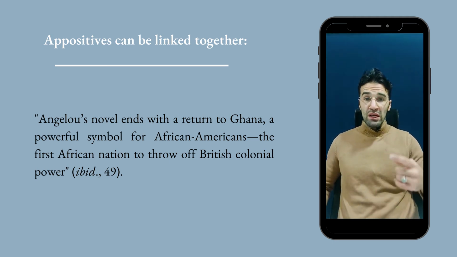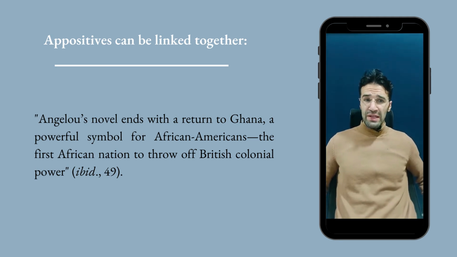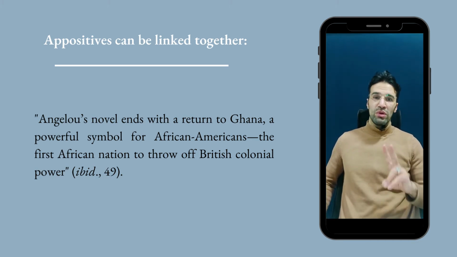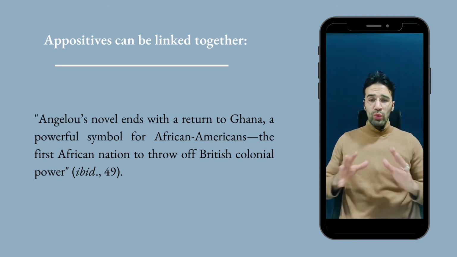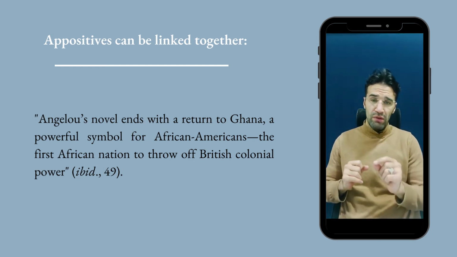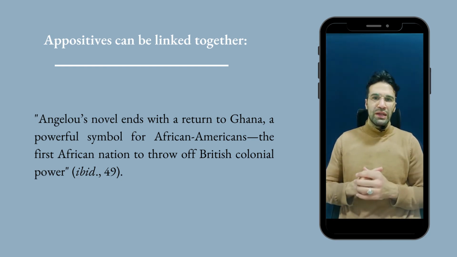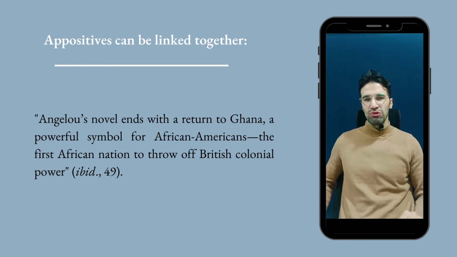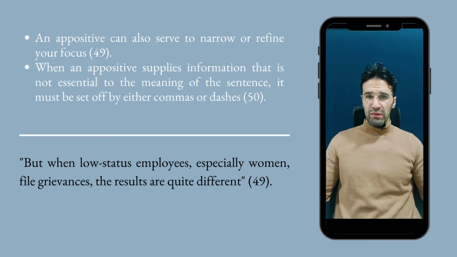And there is a second appositive. It says the first African nation to throw off British colonial power. So here, the second appositive refers to Ghana. Two appositives back to back. You can use them either with commas or one of them with a long dash to add more variety into your writing. Another point about appositives.